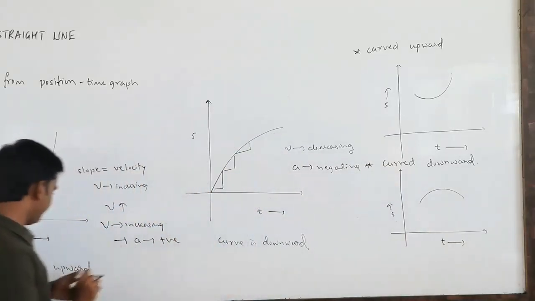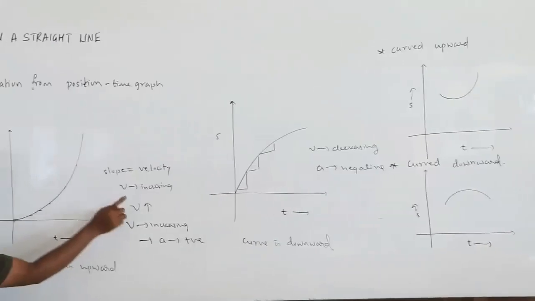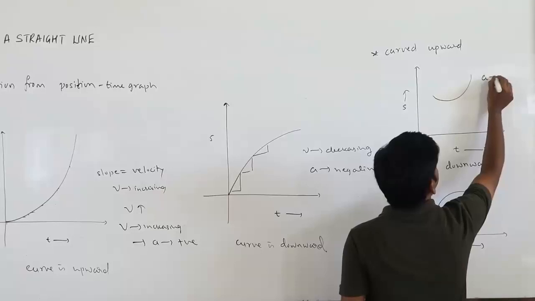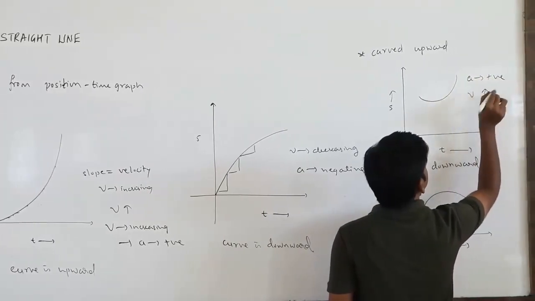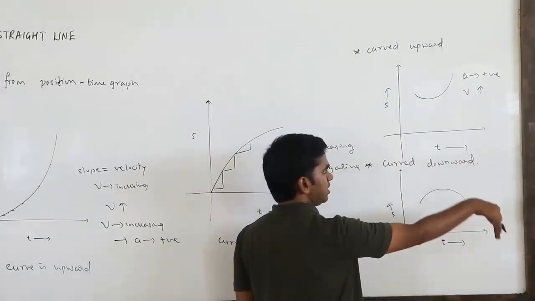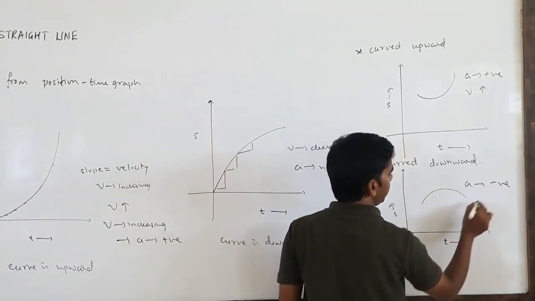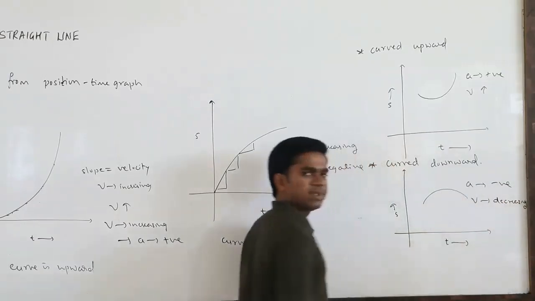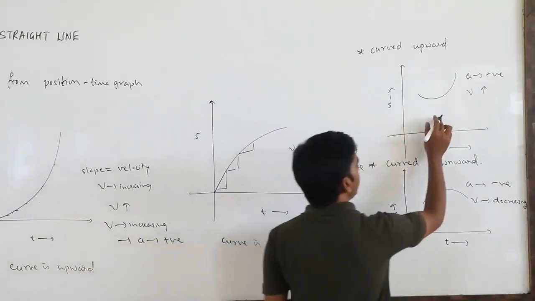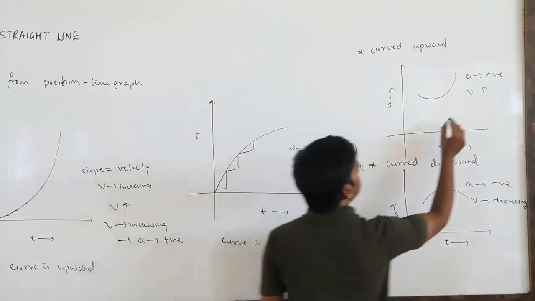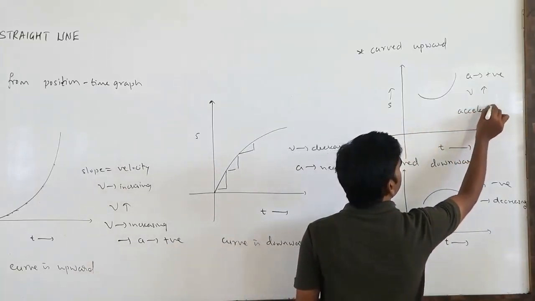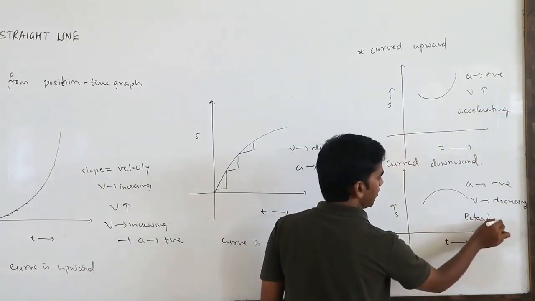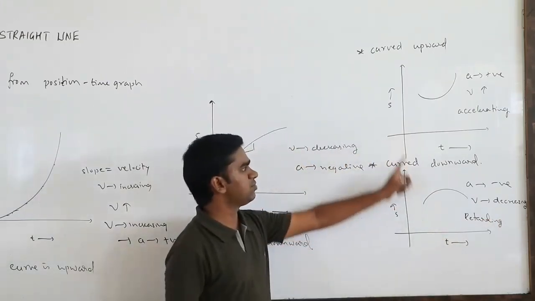So what we got here: when the curve is upward, your acceleration is positive, so velocity is increasing. When the curve is downward, acceleration is negative, so velocity is decreasing. Getting the point? That means here the body is accelerating, and here the body is retarding. Okay. Remember these two graphs, very important.